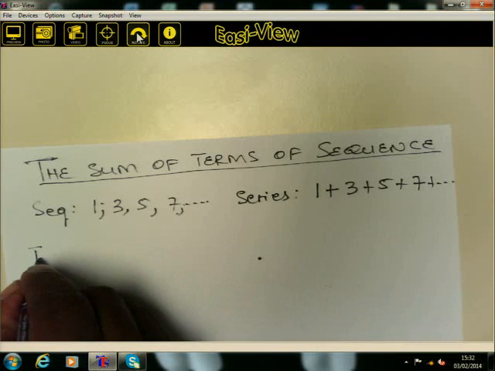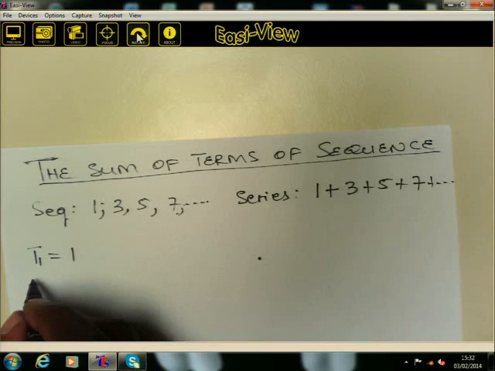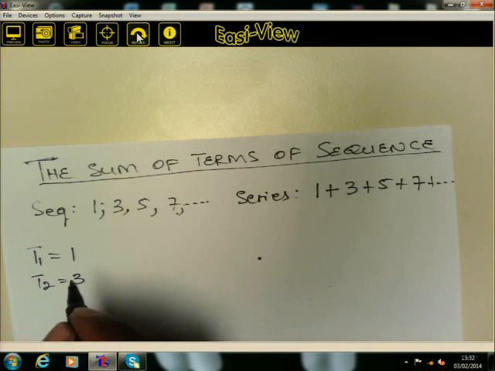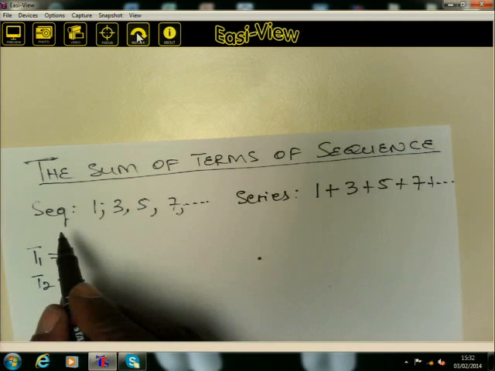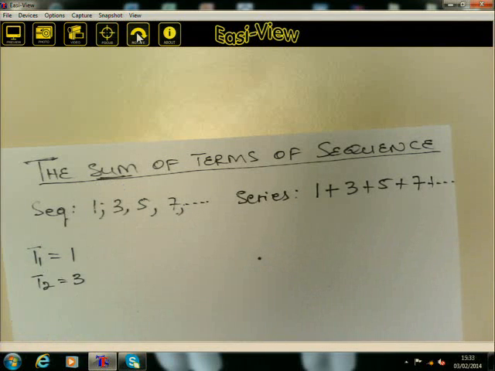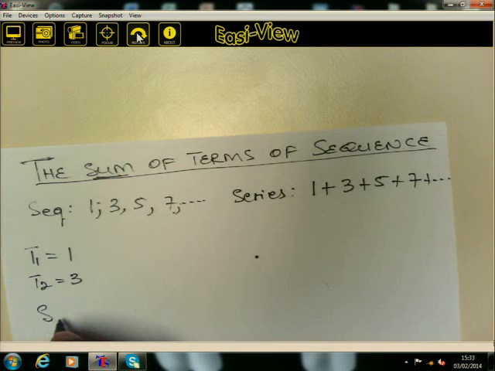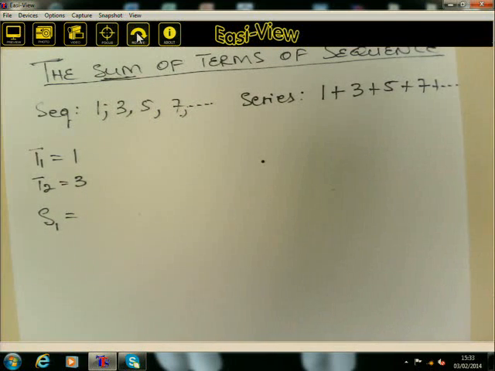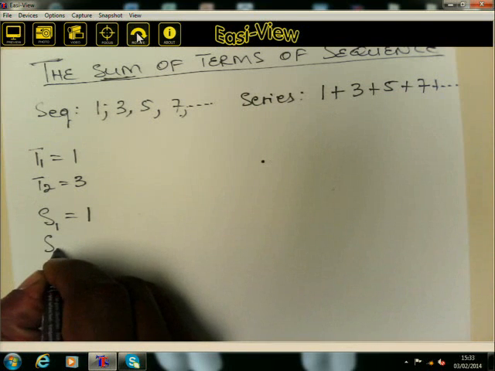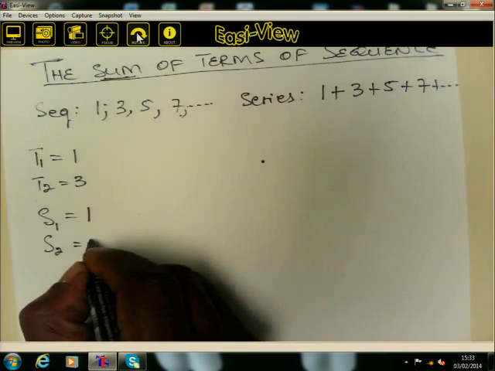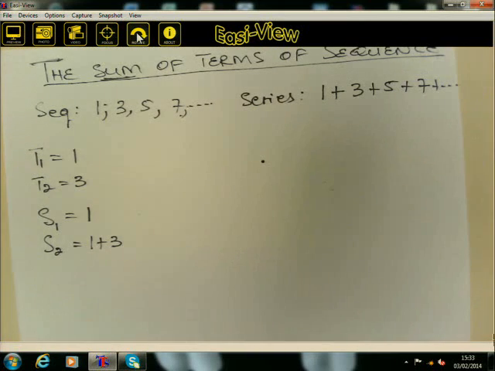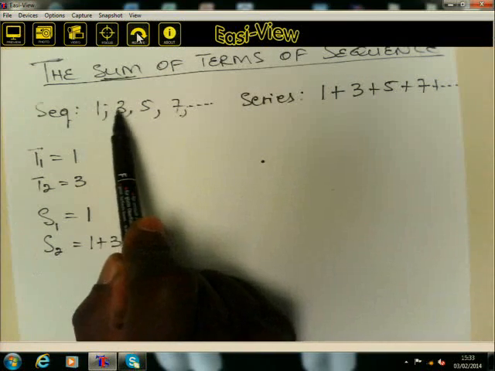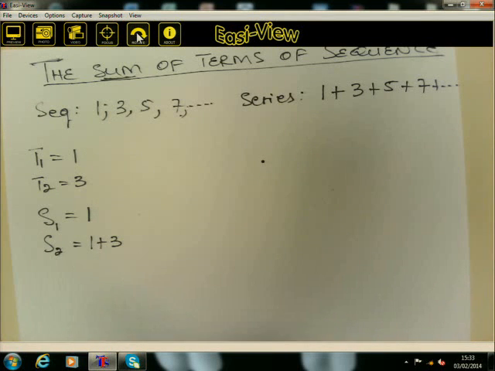You know that T1 is equal to 1 in this case, and then T2 is equal to 3, and so forth. But now, when we sum them up, we can talk about the sum of the first term. What will it be? The sum of the first term will be 1, because we are only adding the first term. So the sum up to 2 terms will be 1 plus 3, because we are adding the first term and the second term.